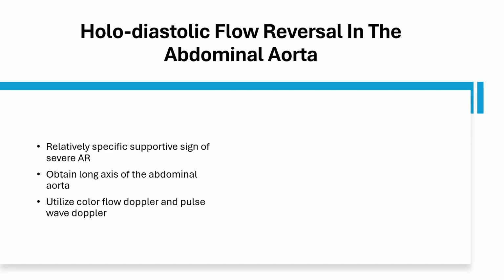So what do we need to obtain in the abdominal aorta? We want to study whether the patient has holodiastolic flow reversal in the abdominal aorta, which is used in assessing the severity of aortic regurgitation. Again, why do we choose the abdominal aorta? Some degree of diastolic flow reversal is normally present in the ascending aorta, aortic arch, and proximal descending aorta. So when present in the abdominal aorta, it is usually clinically relevant.